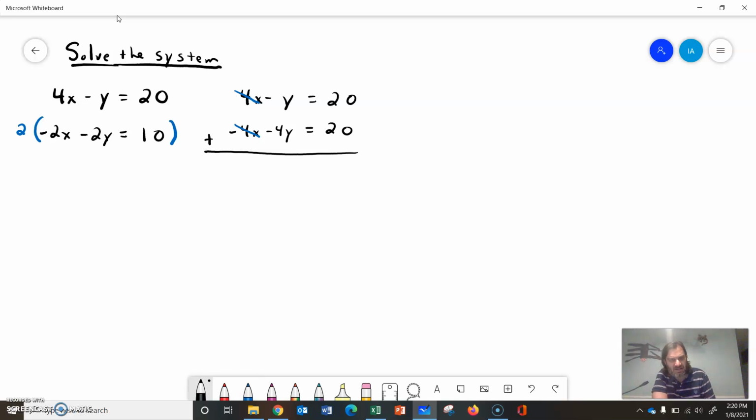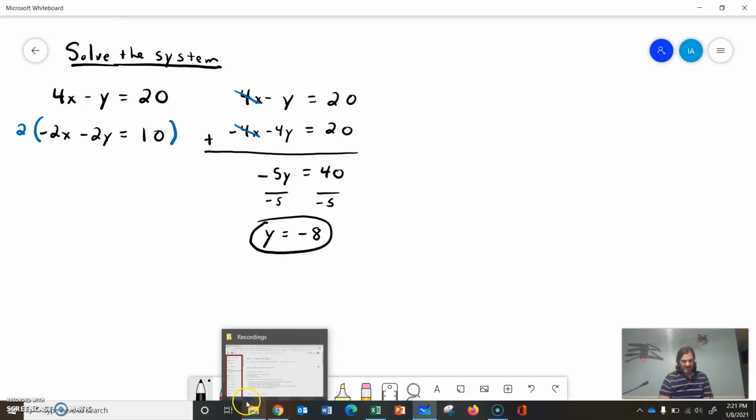So negative y and negative 4y will be negative 5y. 20 and 20 will be 40. So negative 5y equals 40. So I'm going to divide both sides by negative 5 to get y completely by itself. So I get y equals negative 8.